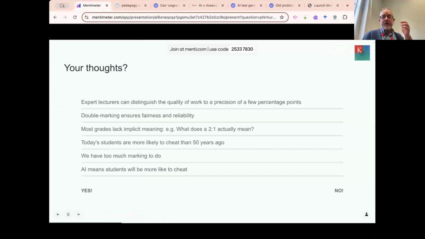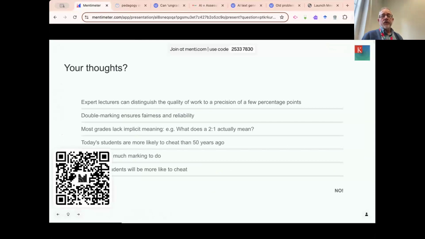Before we do that, though, I would very much like you to give me your data, which is what everybody's interested in at the moment. Follow the link or go to menti.com and use the code 25337830, or scan the code and do it on a separate device. And just give me your instinctive reactions to these statements here. So yes is on the left, no is on the right, ambivalence is in the middle, and you've got a number of statements. And I'd like you just to use your slider to position yourself and then see where you stand in relation to other people.